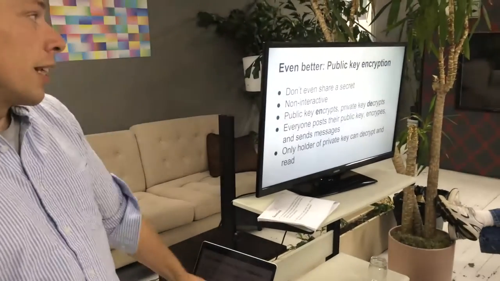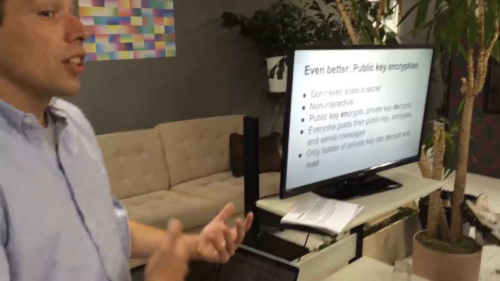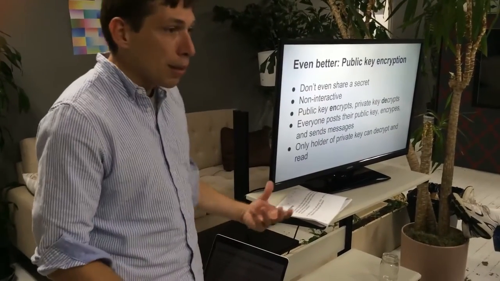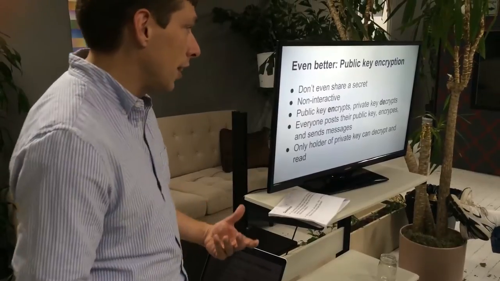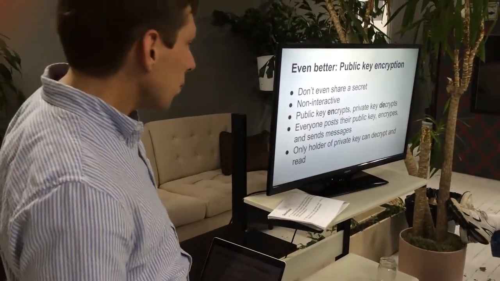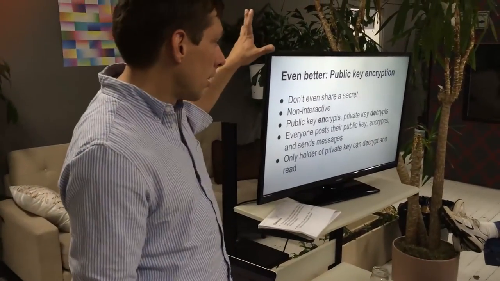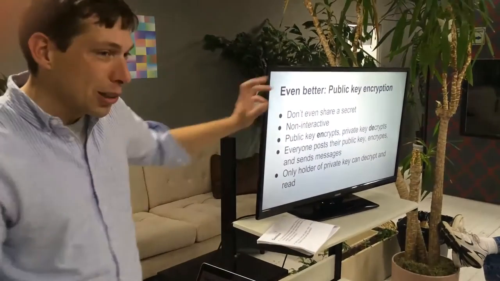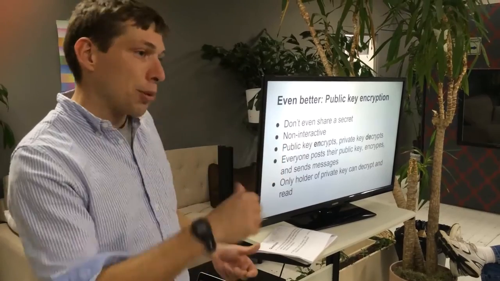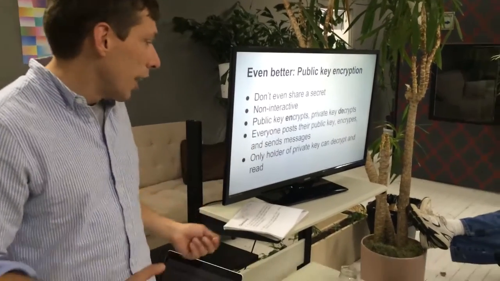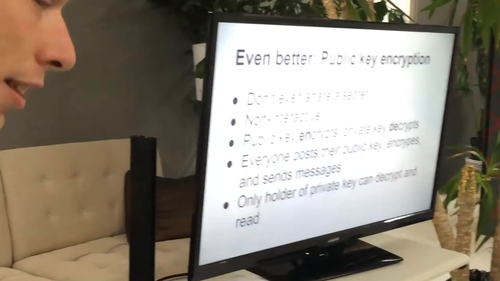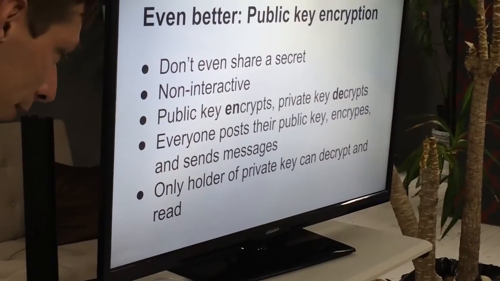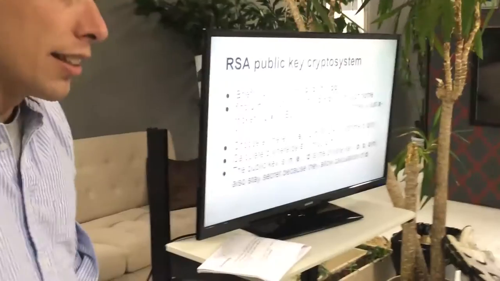Even better is public key encryption, so you don't even share a secret. It's non-interactive. You have a public key that encrypts and a private key that decrypts. Everyone can post their public key. Someone encrypts with that and sends you the encrypted message, and only the holder of the private key can decrypt and read that message. So this would be really cool if you could make something that did that, and they made something that did that.